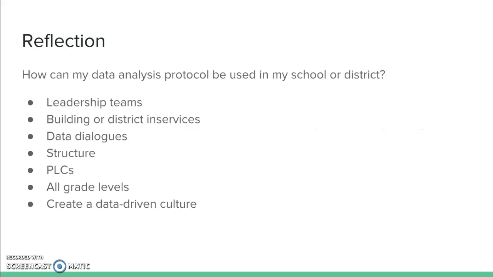Reflection. How can my data analysis protocol be used in my school or district? My protocol could be used to help leadership teams. It could be used in building or district in-services. It could be used to help data dialogues and give teachers structure during their PLCs. It can be used for all grade levels, and most importantly, create a data-driven culture.